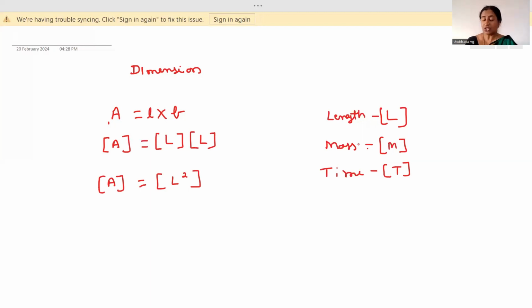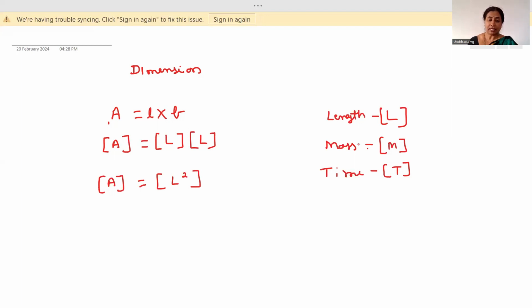And this also gives another insight: we cannot find any term involving mass and time in the dimension of A. That also says that the dimension of area doesn't depend on mass and also not on time. So this will give you more insight than the units.